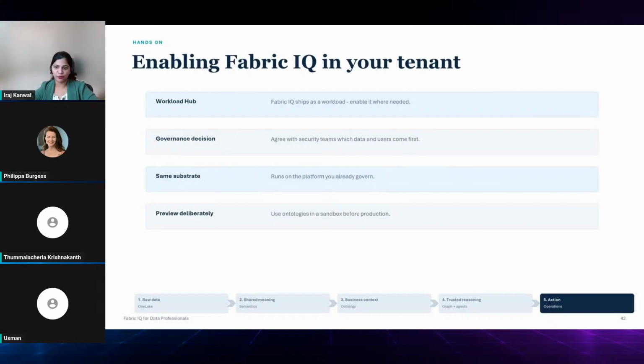The best team will bring the data engineering, analytics, governance, security, and business owners together. But Fabric IQ is not only a data engineering project. It should be a business meaning project.